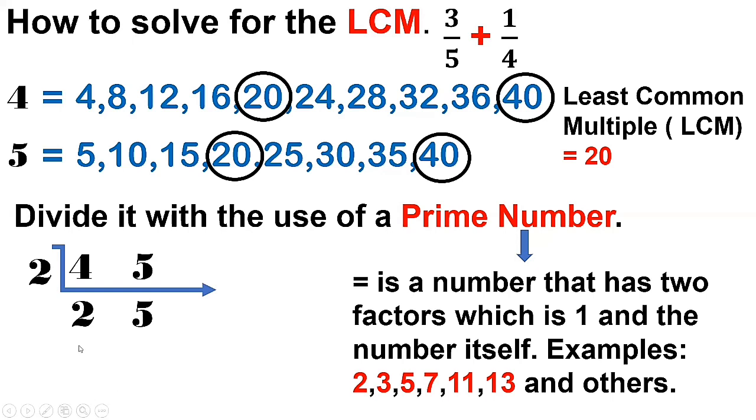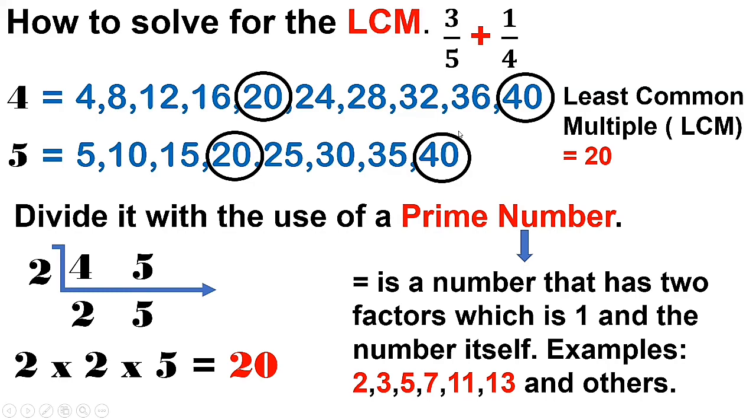So, the numbers that you can see here are 2, 2, and 5. So what you're going to do there is multiply 2 times 2 times 5, which is equal to 20. So therefore, the LCM of 4 and 5 is 20. Okay? So this is another way of solving or finding the LCM of the given denominators.